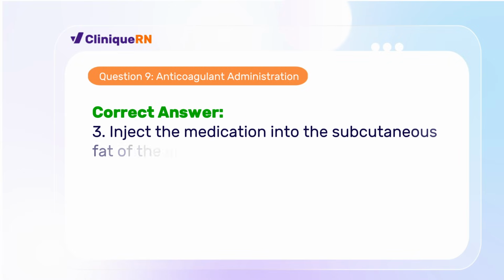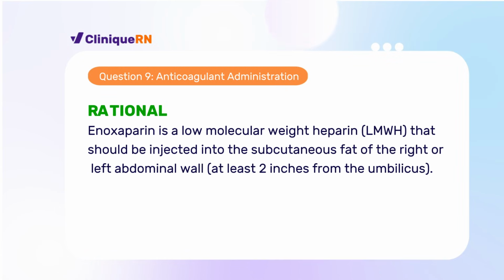The correct answer is 3. Inject the medication into the subcutaneous fat of the abdomen. Rationale. Enoxaparin is a low molecular weight heparin, LMWH, that should be injected into the subcutaneous fat of the right or left abdominal wall, at least 2 inches from the umbilicus.